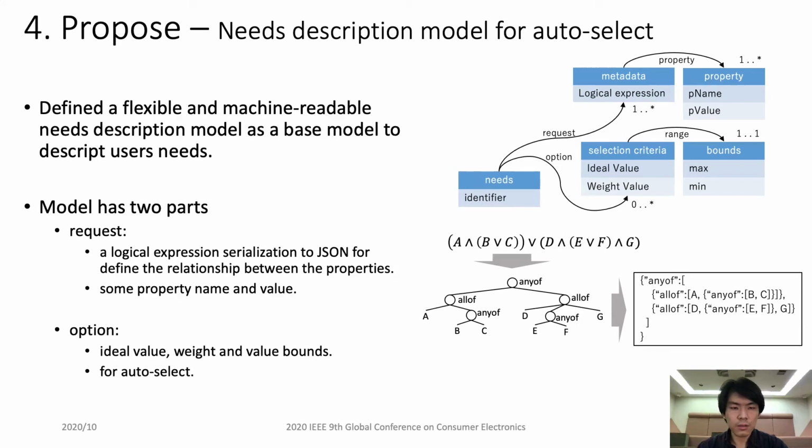The option part is for auto-select. It has ideal value, weight, and value bounds.